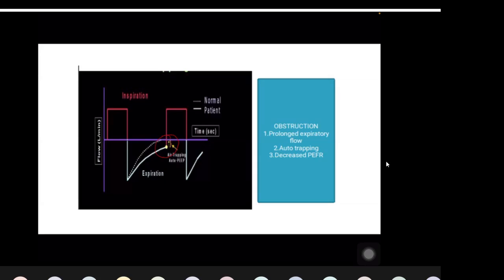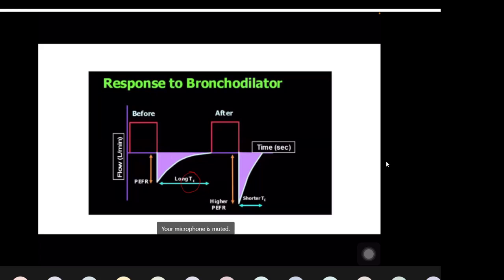So you can see here there is some degree of airway obstruction occurring, either due to bronchospasm in a COPD patient, or maybe due to secretions within the airways, or due to a kinked ET tube and all. So in that condition, what we have to look at is the peak expiratory flow rate. It will be reduced, and the expiratory time is prolonged. After a bronchodilator, we can see the peak expiratory flow rate has increased and the expiratory time has shortened.